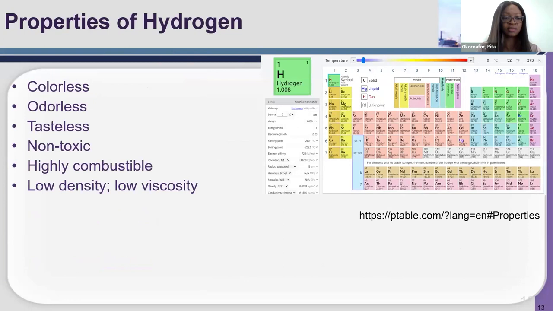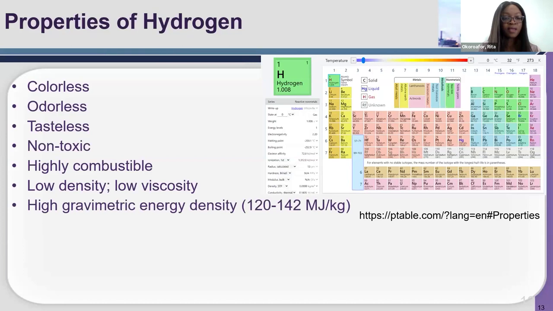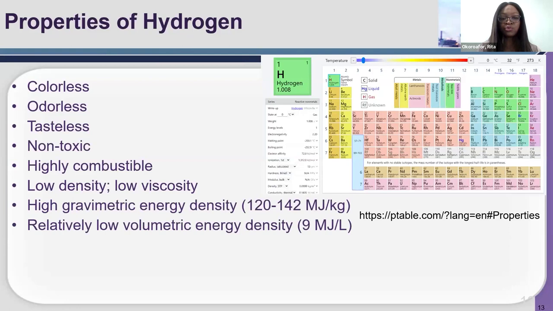However, it is highly combustible. So when it comes in contact with oxygen, we should be expecting some combustion. It has low density, which is what I talked about when we're talking about the volumetric energy, and also low viscosity, so it's very mobile. It diffuses, it gets into places, it can move very easily. It has a high gravimetric energy density, but a relatively low volumetric energy density.